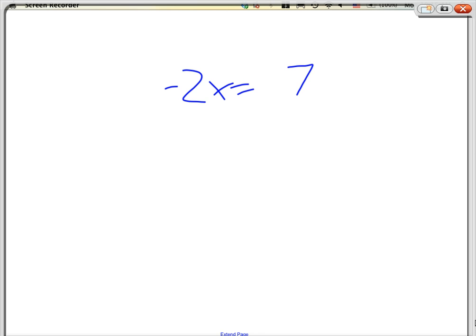this. For example, this time I have negative 2 times x equal to 7, and what am I trying to get rid of here? The negative 2. Is negative 2 the whole term or just a coefficient? Okay, so we talked about coefficient before. How do we get rid of the coefficient? Either divide or multiply by the reciprocal. So we have 2 ways to do it.